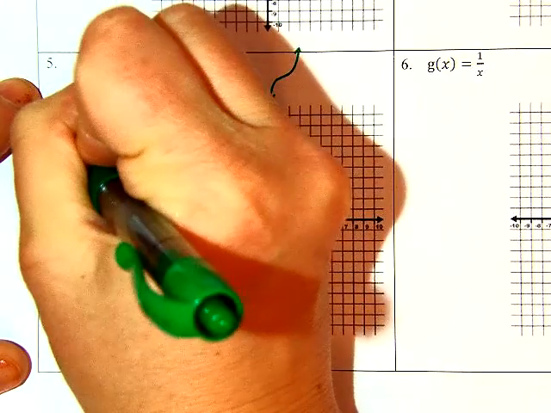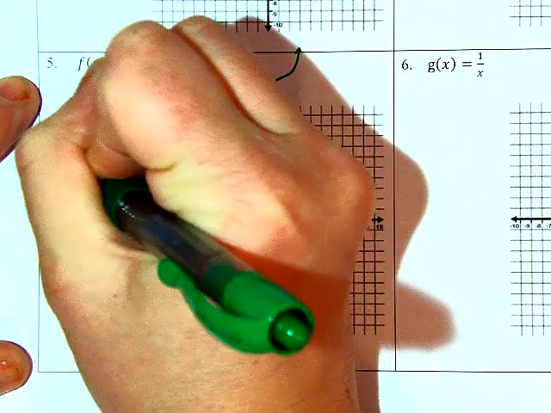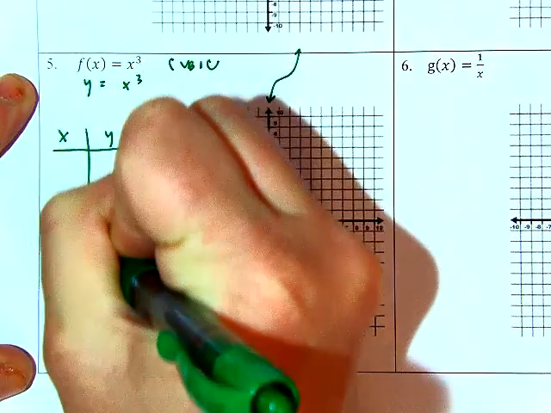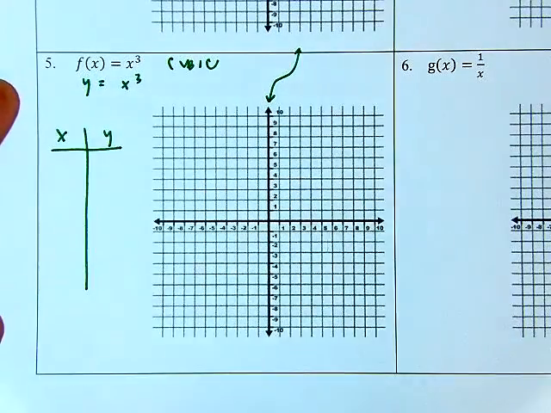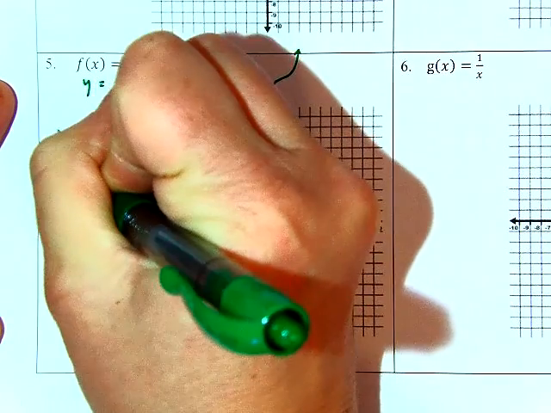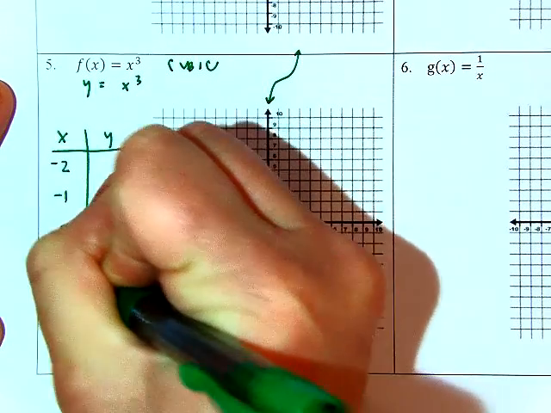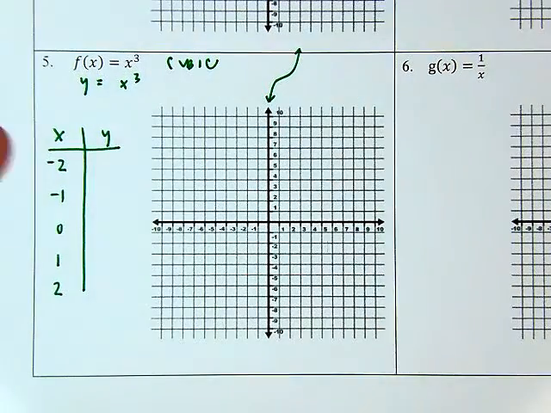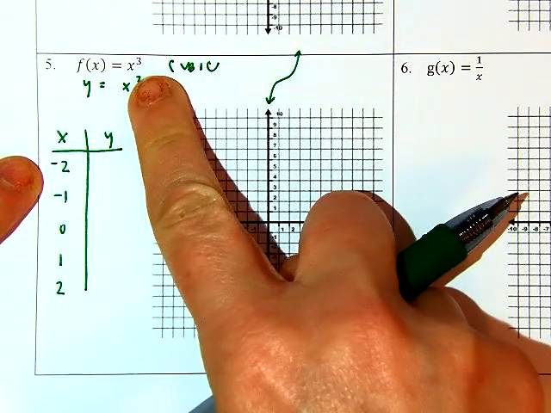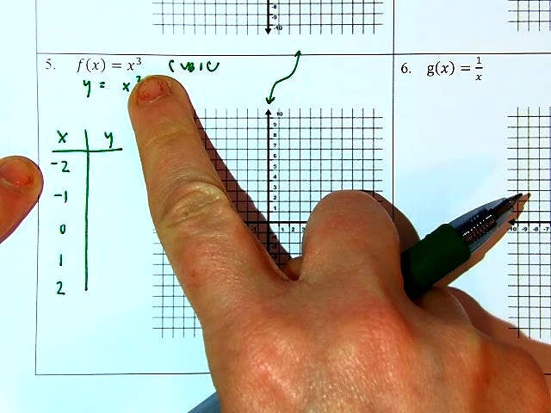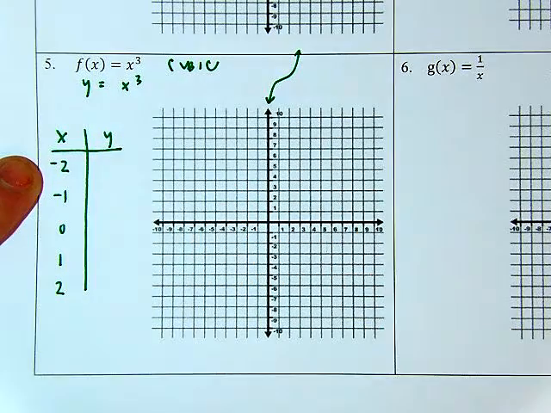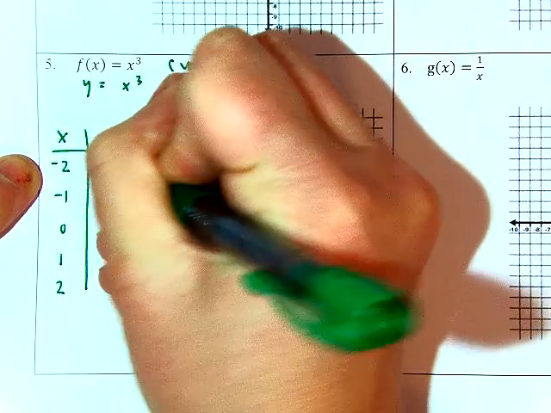Okay, and then over to the side, I'm going to make my table. I'll use inputs and outputs again. I'll use negative 2 to positive 2. So negative 2 to the 3rd power, picture it goes in parentheses. Negative 2 times negative 2 times negative 2 would get me negative 8.